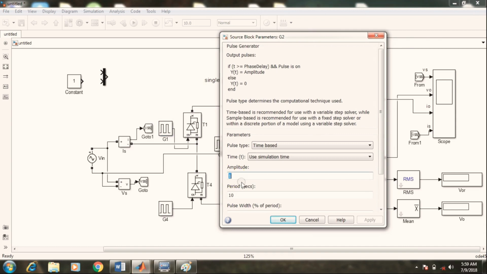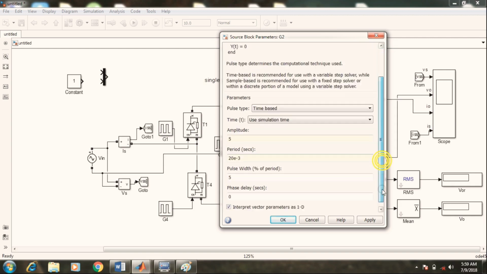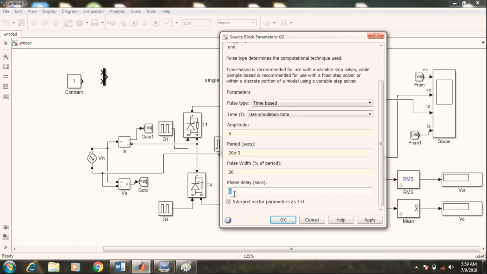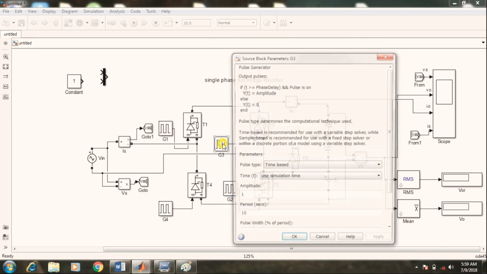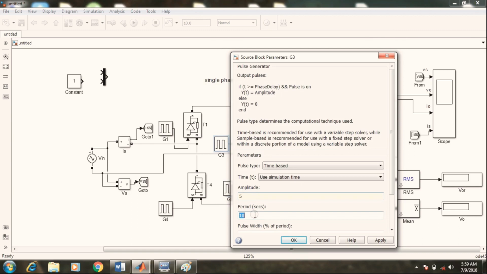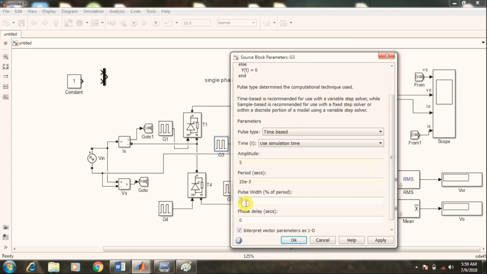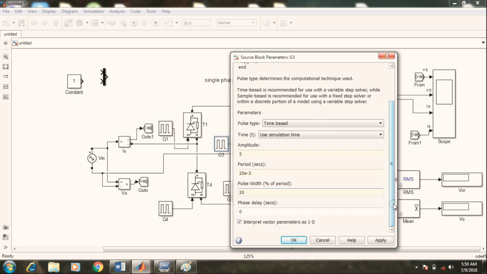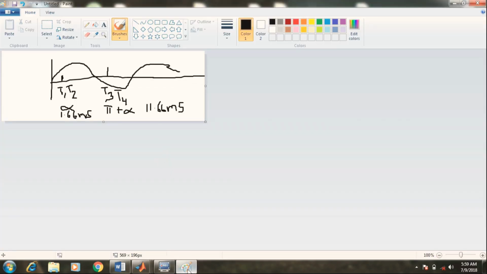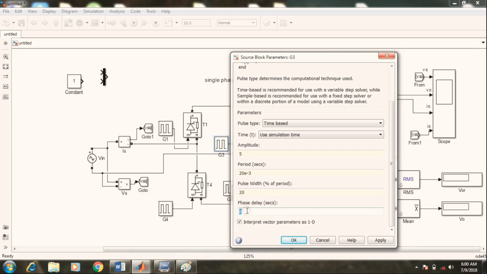The same way for G2 also. Same: 5, 20 milliseconds. Pulse width, let it be 20%. Phase delay 1.66 milliseconds. So for G3, the amplitude is 5, the period is the same 20 milliseconds, pulse width 20%, but the phase delay is, as this is G3, G4, it is 11.66 milliseconds, e minus 3.